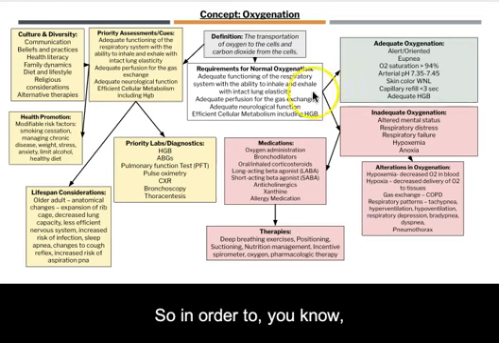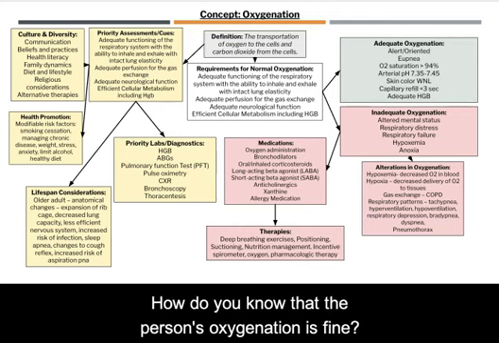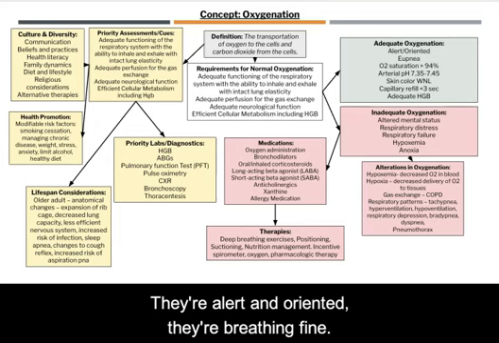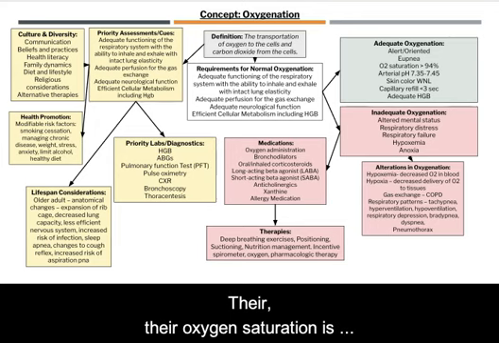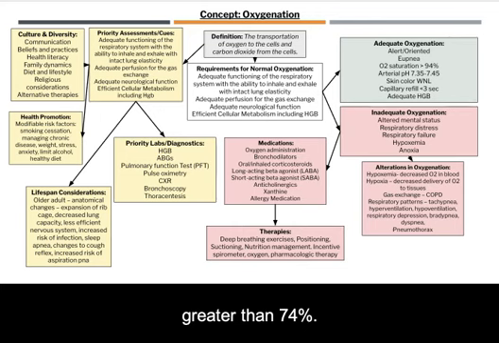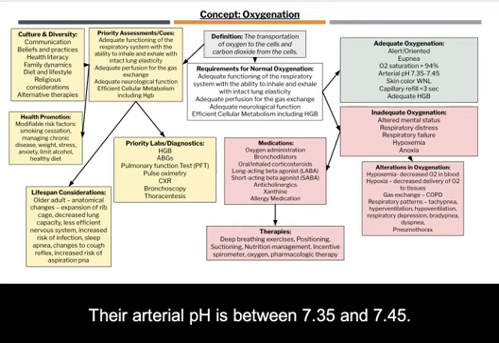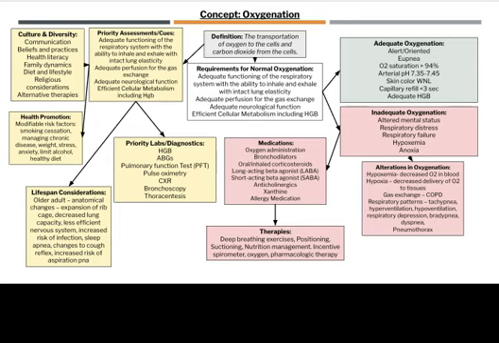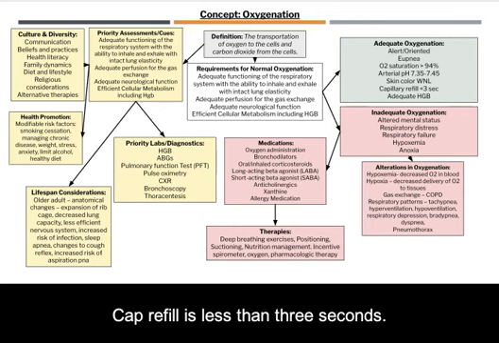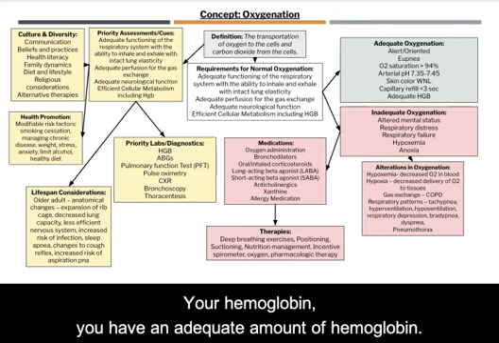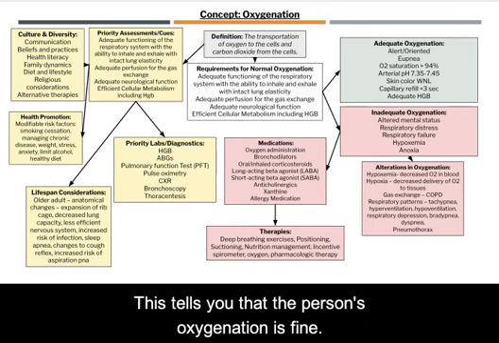So how do you know that the person's oxygenation is fine? They're alert and oriented. They're breathing fine. Their oxygen saturation is greater than 74%. Their arterial pH is between 7.35 and 7.45. Those are your acid bases. Then your skin color is within normal limits, normal for your ethnicity. Cap refill is less than 3 seconds. You have an adequate amount of hemoglobin. This tells you that the person's oxygenation is fine.